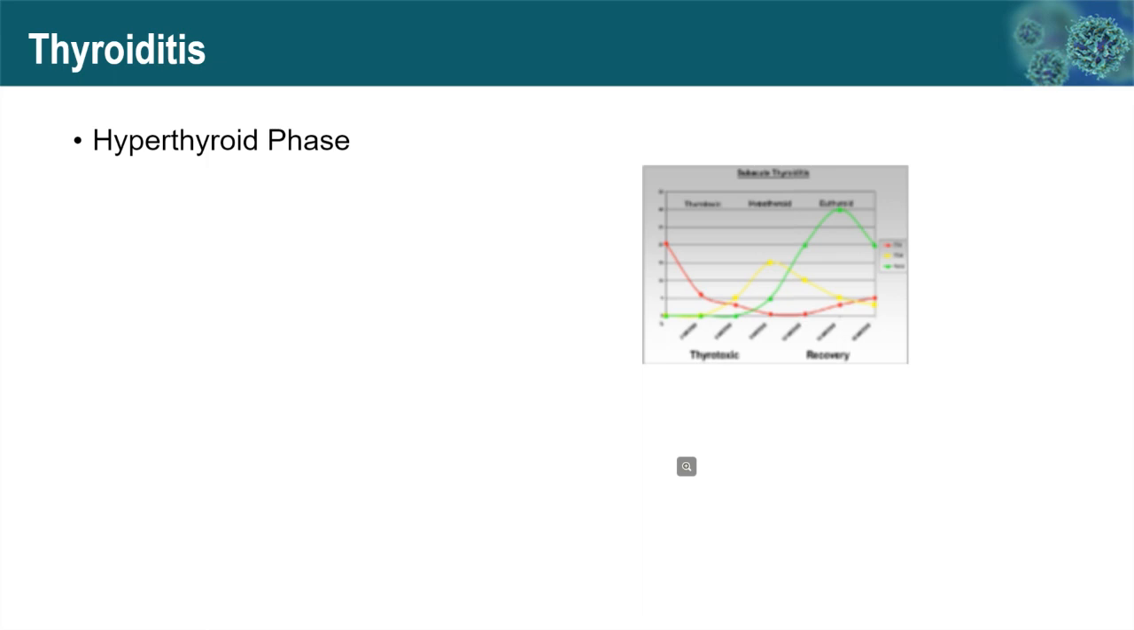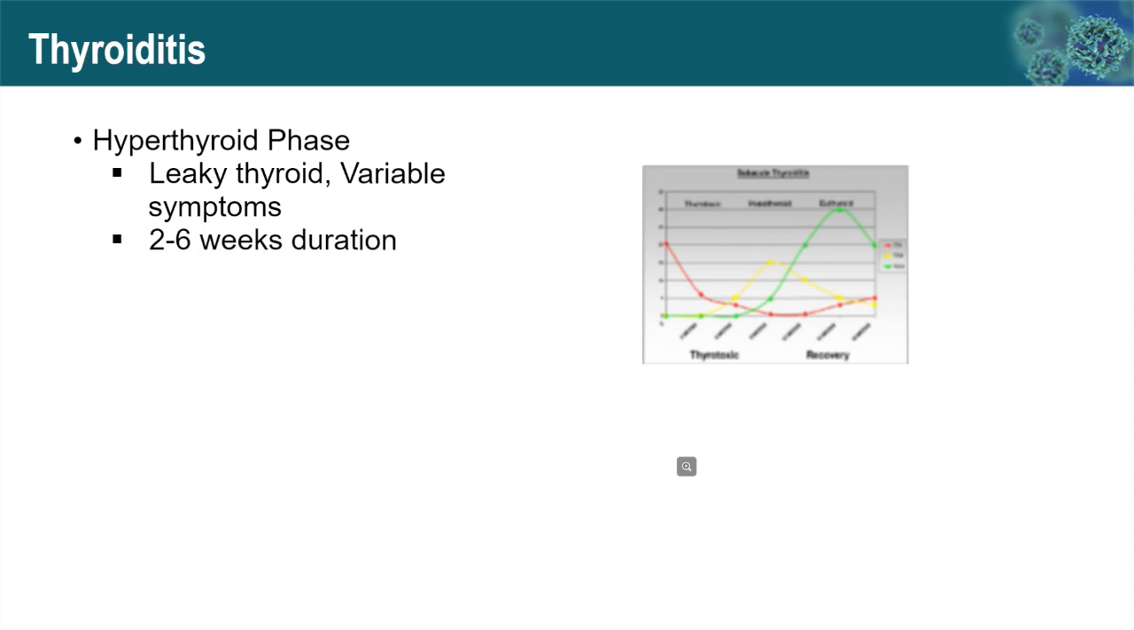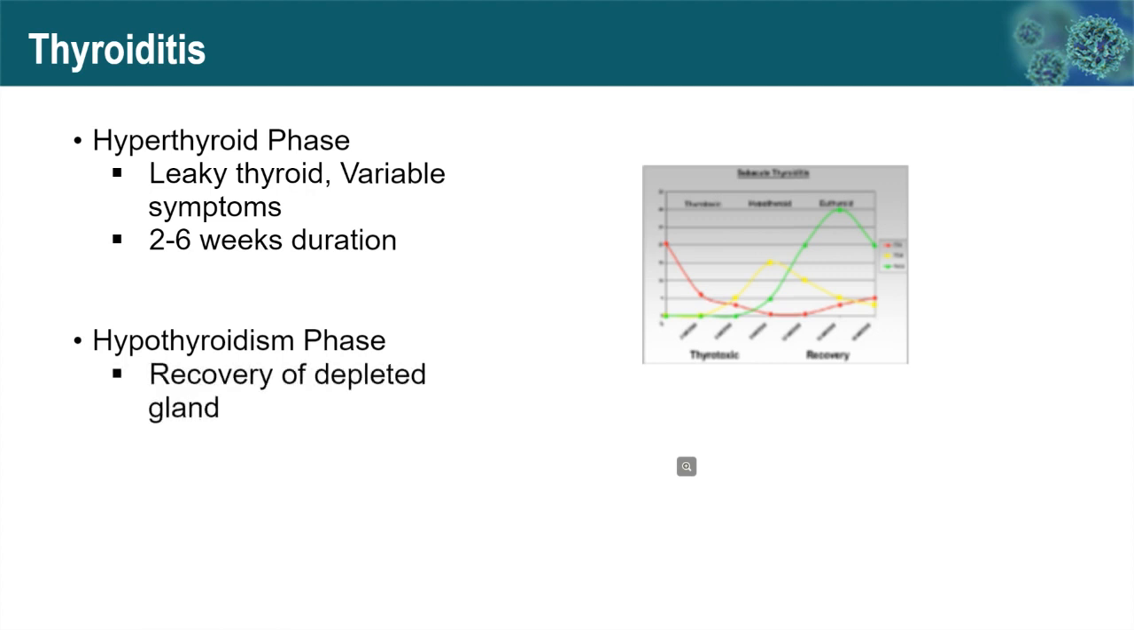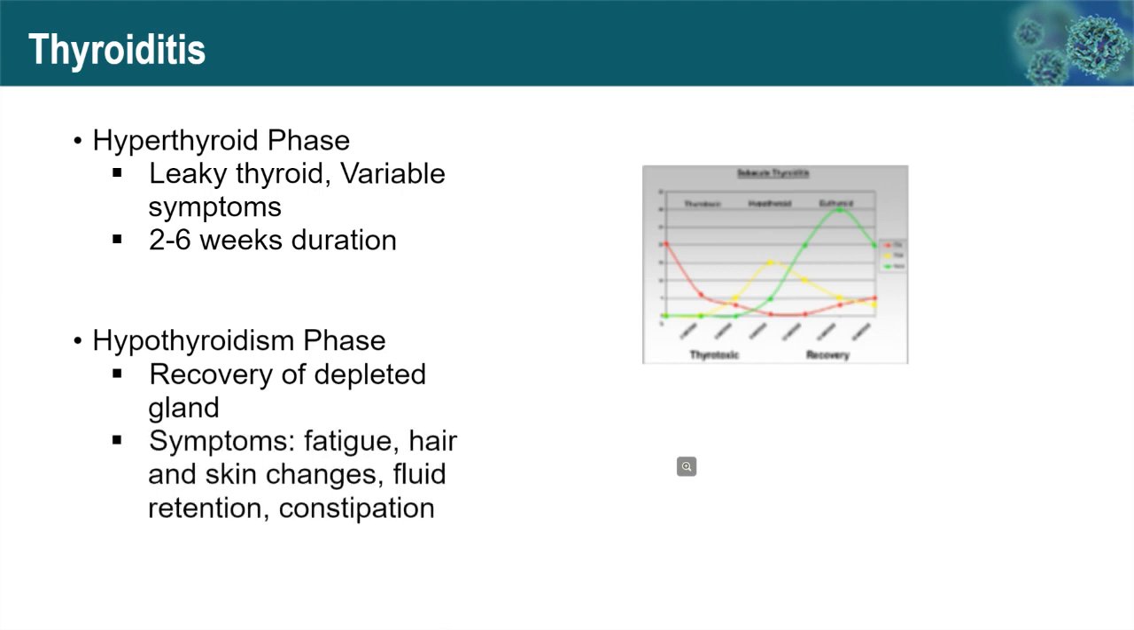In these patients, they have an initial phase of a leaky thyroid for the first 2 to 6 weeks in duration, and then this is followed by a hypothyroid phase where there is recovery of the depleted gland, and patients will present with the classic symptoms of fatigue, hair and skin changes, fluid retention, and constipation. Originally, it was thought that hypothyroidism would likely be permanent. However, now we are seeing cases that do recover and therefore represent a transient hypothyroidism.